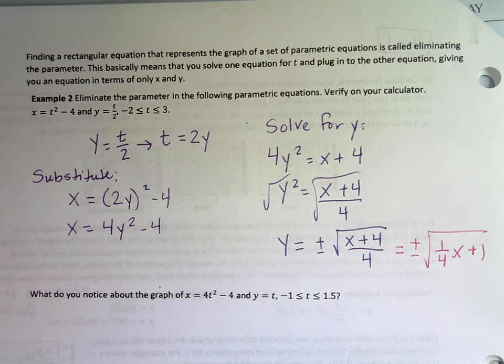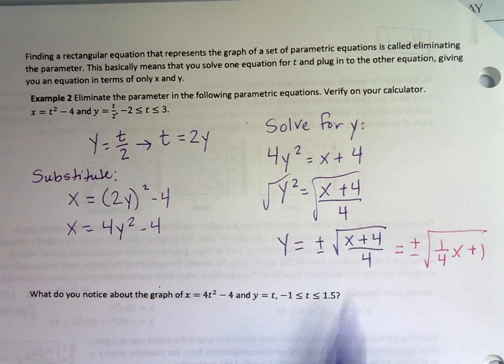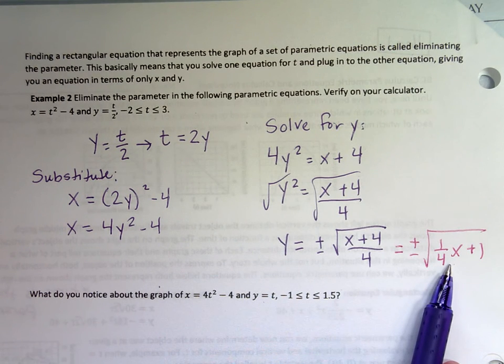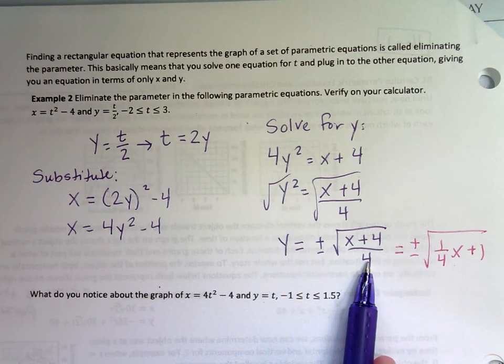So the only reason I bring that up is sometimes you could see that on a multiple choice question, and it might be in this format or it might be in that format, but they're one and the same. X over 4 is 1/4 x, 4 over 4 is 1.